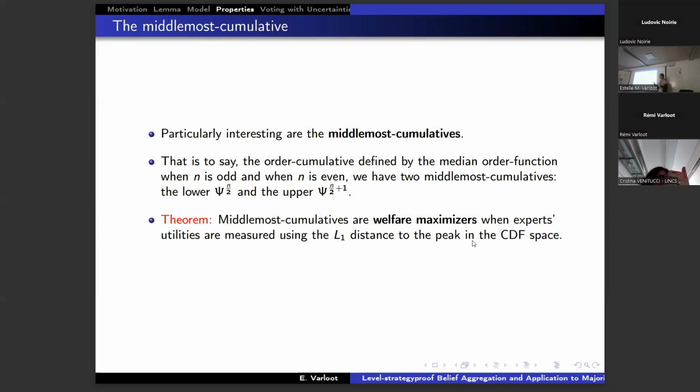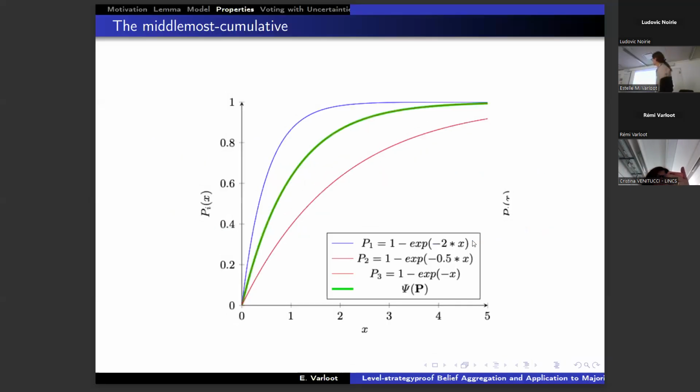So that's why it's interesting. In our example, this is what maximizes welfare. The fact that it is the maximization of welfare is its main interest. It's also very easy to do.